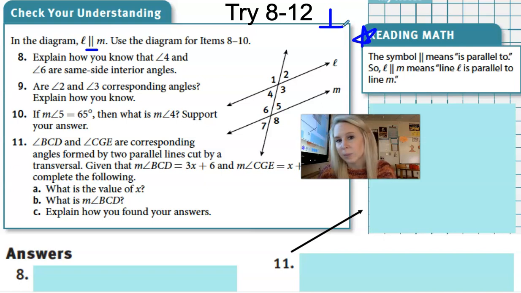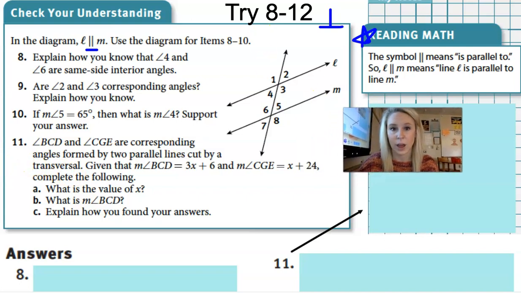So number 8, explain to me how you know that 4 and 5 are same side interior angles. Number 9, 2 and 3 are corresponding. How do you know? Number 10, if 5 is 65, what is 4? Tell me how you know. And then number 11 gets into the equation parts. So I'm going to see if you guys can try that without me.